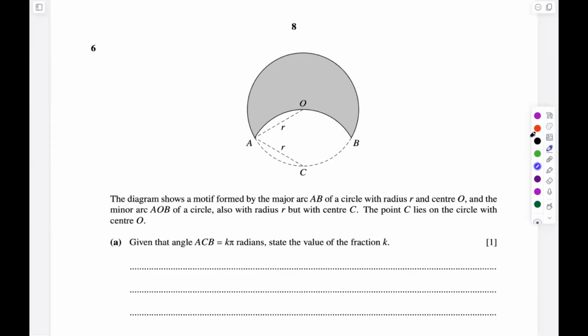In question 6, the diagram shows a motif formed by the major arc AB of a circle with radius R and center O, and the minor arc AOB of a circle also with radius R but with center C. The point C lies on the circle with center O. In part A, it's given that angle ACB equals K pi radians. State the value of the fraction K.